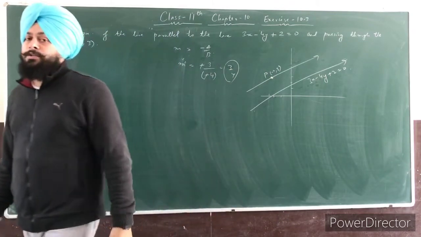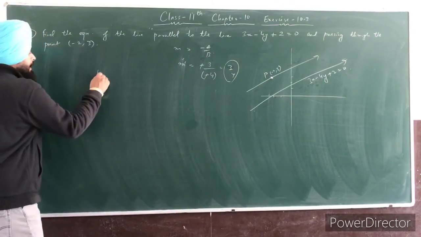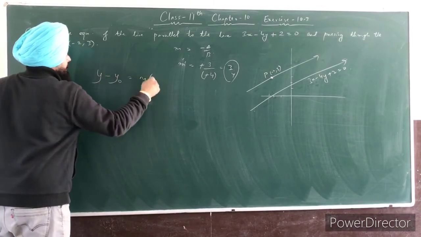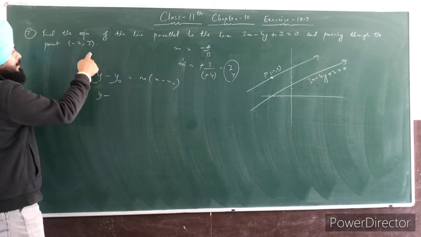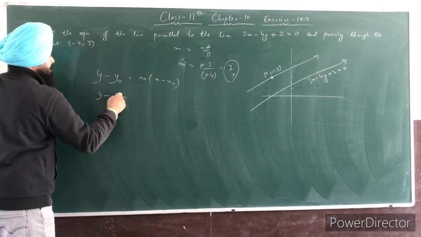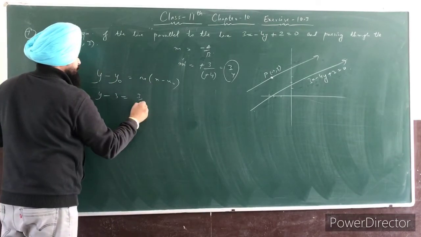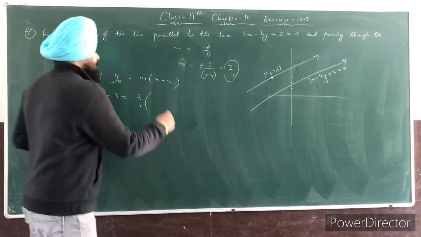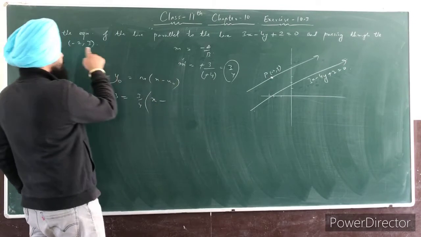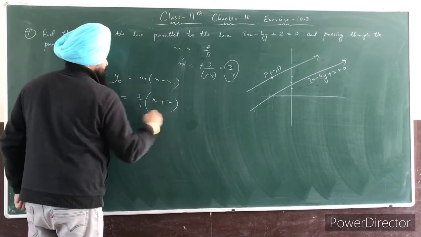So we can easily find the equation of the line. So what is the equation of the line? y minus y0 is equal to m times x minus x0. y minus y0, y0 is here 3. m is what? Slope. The slope is 3 over 4. The slope of both the lines should be the same because they are parallel. x minus x0, x0 is minus 2. Therefore minus minus plus 2.